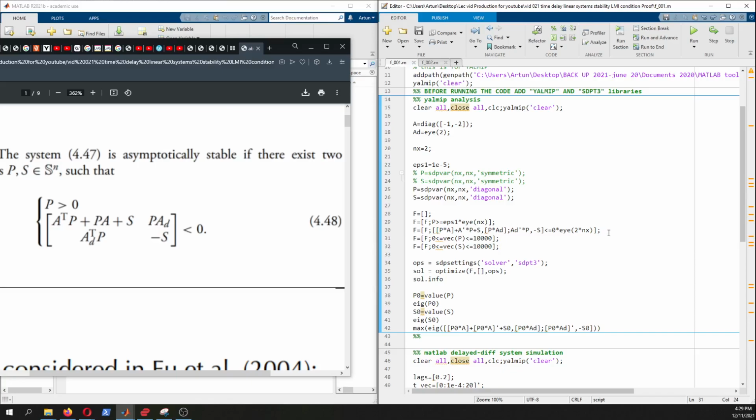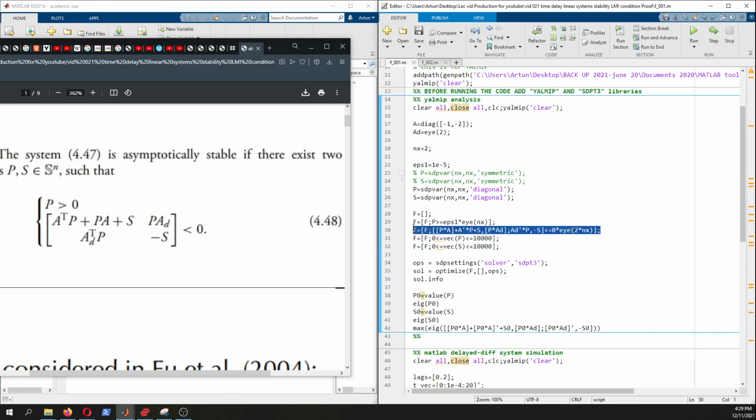And this constraint in that form, this line and this line, for example, this line indicates that V, the Lyapunov function, is positive definite. This is strictly positive definite, not positive semi-definite.